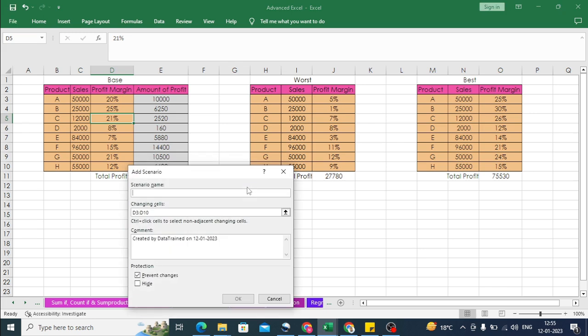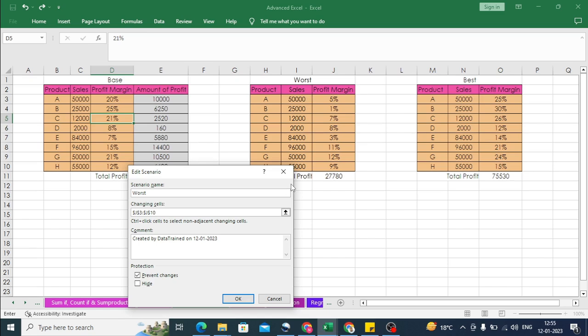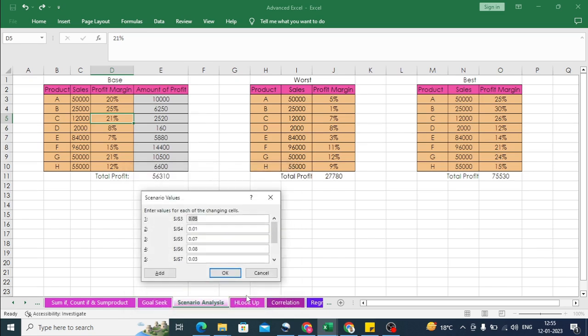Now let's add the worst case scenario, when everything goes wrong for the company. What are the cells that will change? The profit margin will change, and then we click on OK. Now we can change the values over here. Let's say that for product A, the profit margin was as low as 0.02.